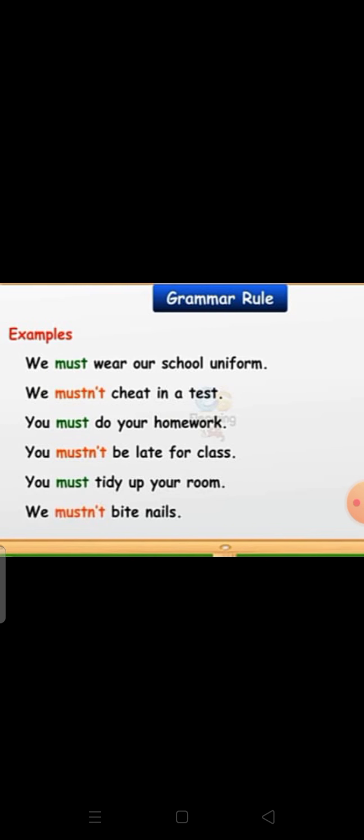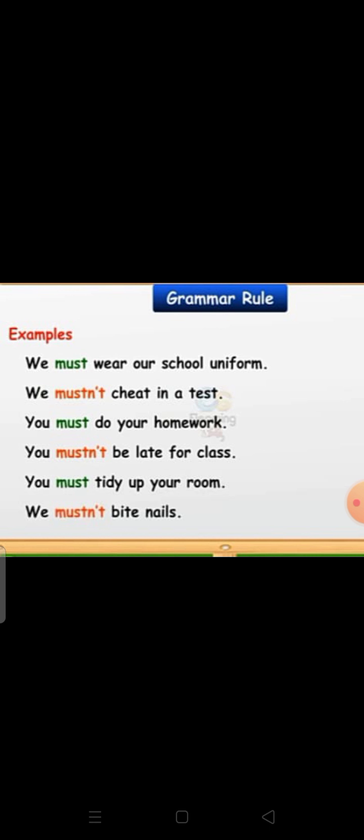See here, grammar rule, examples of must. We must wear our school uniform. Rule is rule. When we are going to school, that time we must wear school uniform, meaning it is a rule. You have to. We must not cheat in a test. It's a negative sentence, must not cheat.